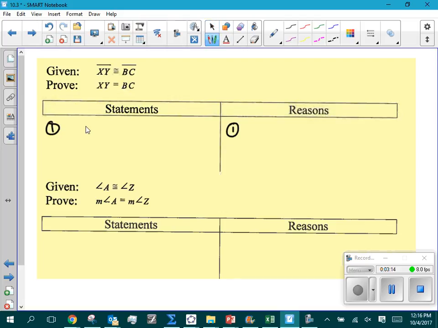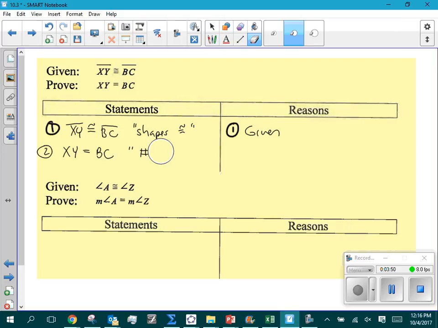It's pretty easy, straightforward. Start with our given. Segment XY is congruent to segment BC. And that's given. It's just a fact that we know that if two segments are congruent, their distances have to be the same, right? So we're going to make the jump straight to XY equals BC. Remember, this is shapes congruent, and this here says numbers, numbers are equal.